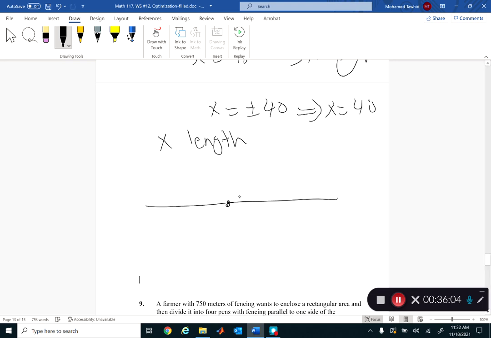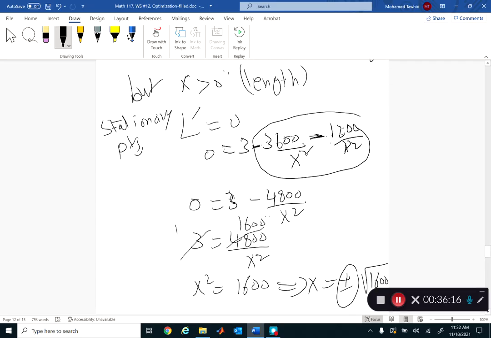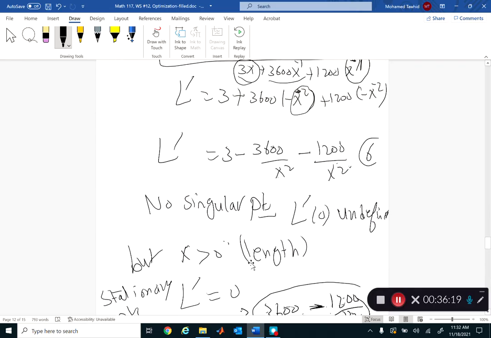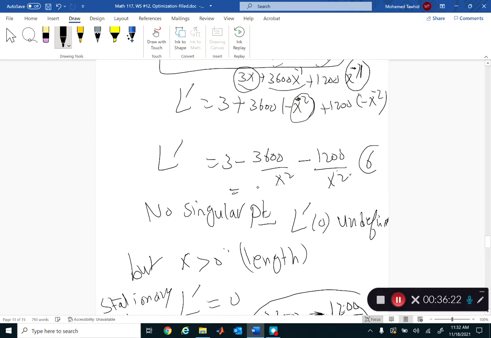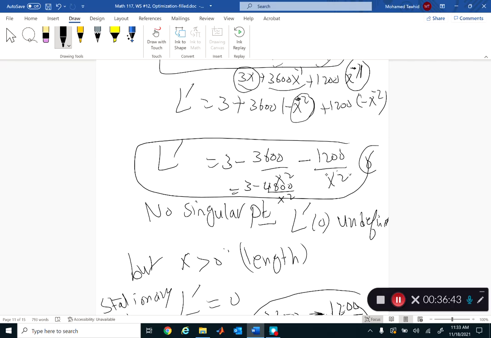Maybe apply the first derivative test, right? So here at 40, I have to check what happens for L prime on each side, right? So look what you have, guys. What is your derivative here? That is number 6. If you want, you can write number 6 as 3 minus 4800 over x squared, right? If you simplify this, you can apply the first derivative test if you want, or you can apply the second derivative test.